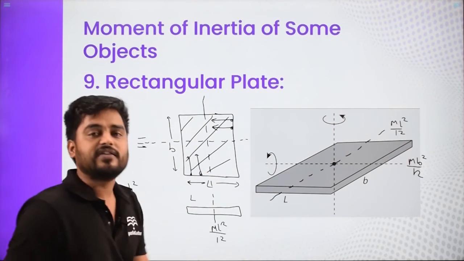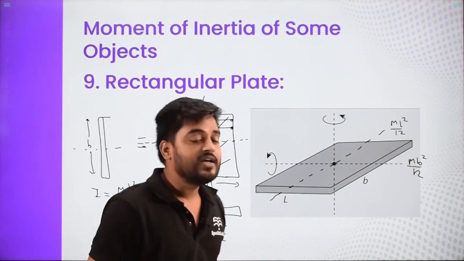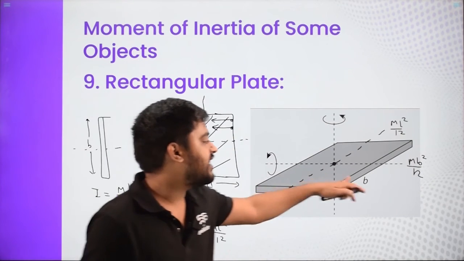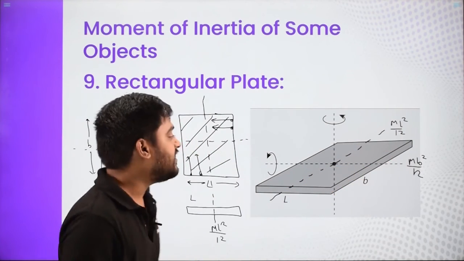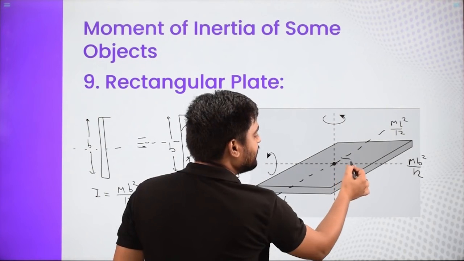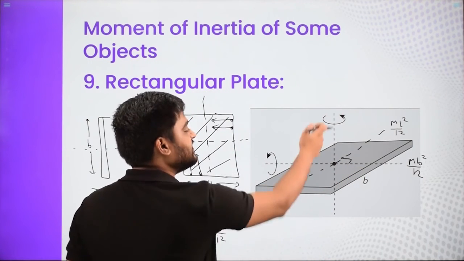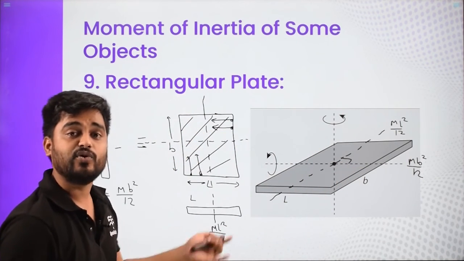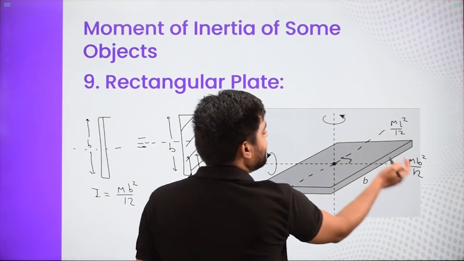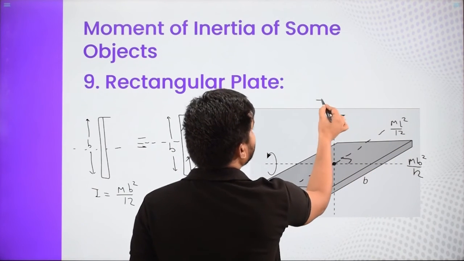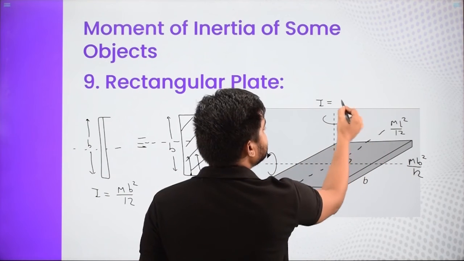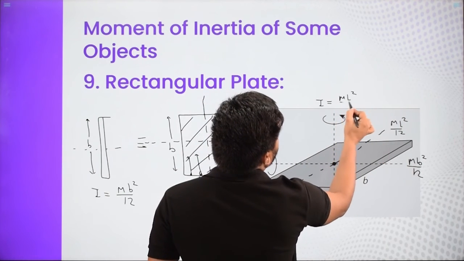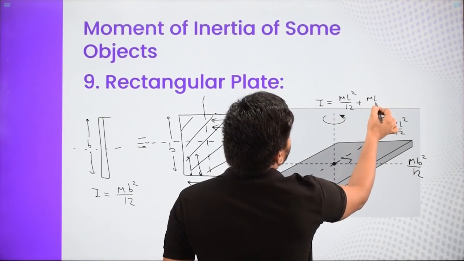What if you have to find the moment of inertia about this axis? Now this is a 2D object. These two are in the plane of the object and are two perpendicular axes, and this one is perpendicular to both, right? So this is going to be my Ix, Iy and Iz, and Iz is nothing but Ix plus Iy. So ML square by 12 plus MB square by 12.